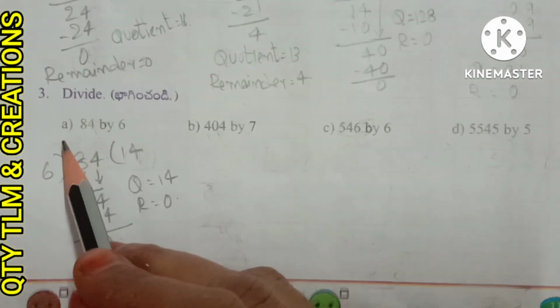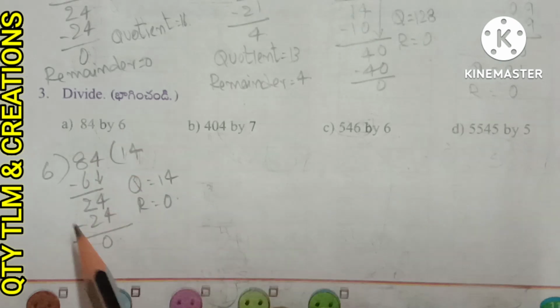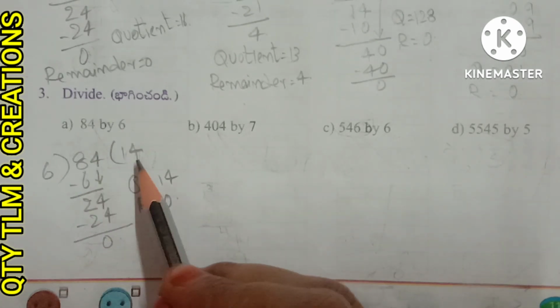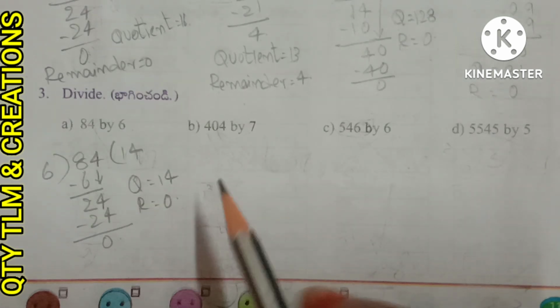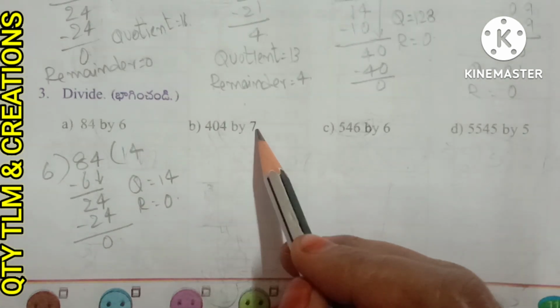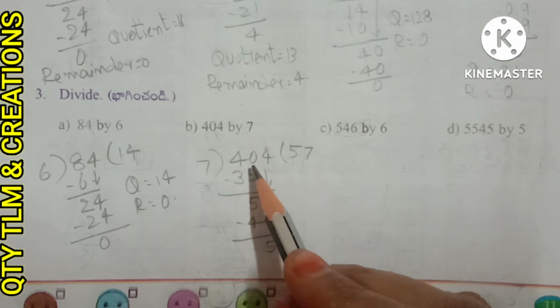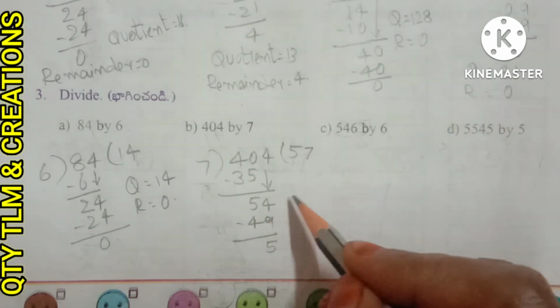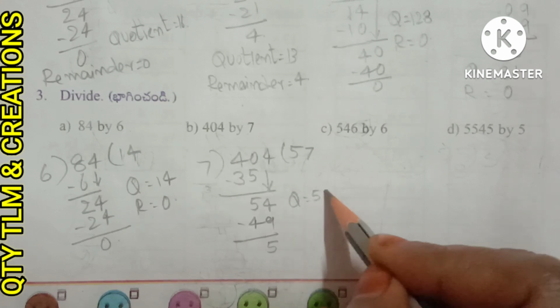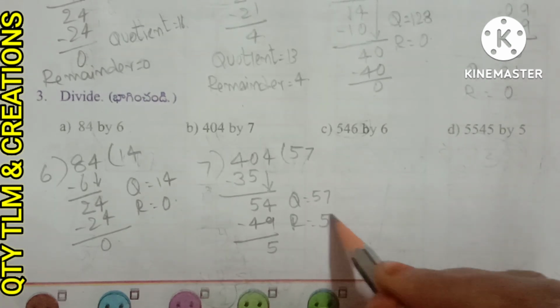Next, divide. A, 84 by 6. Here 6 divides 84 for 14 times. So the quotient is 14, remainder is 0. Next B, 404 by 7. Here 7 divides 404 for 57 times and remains 5. Here the quotient is 57, remainder is 5.